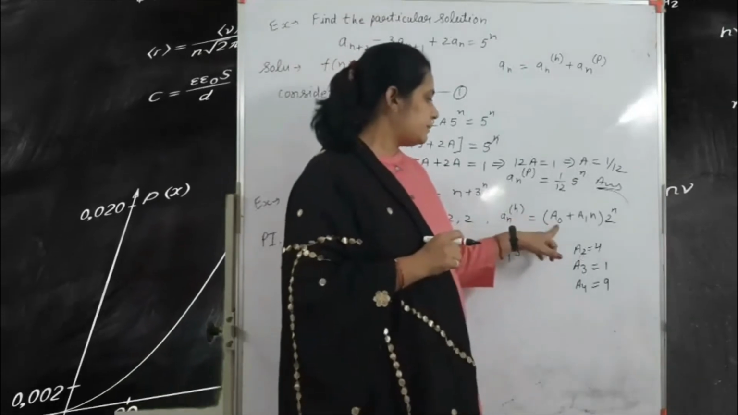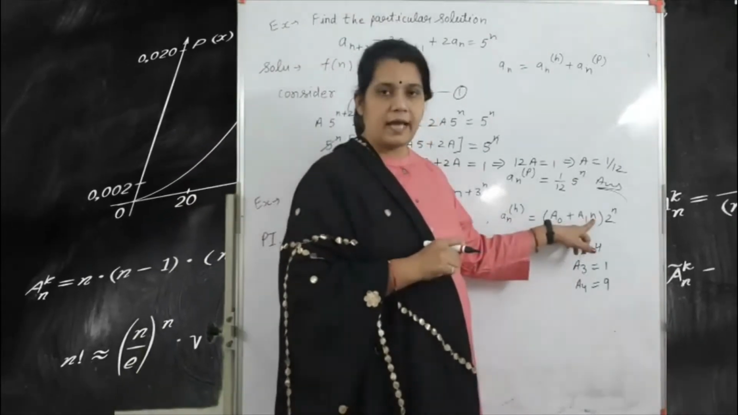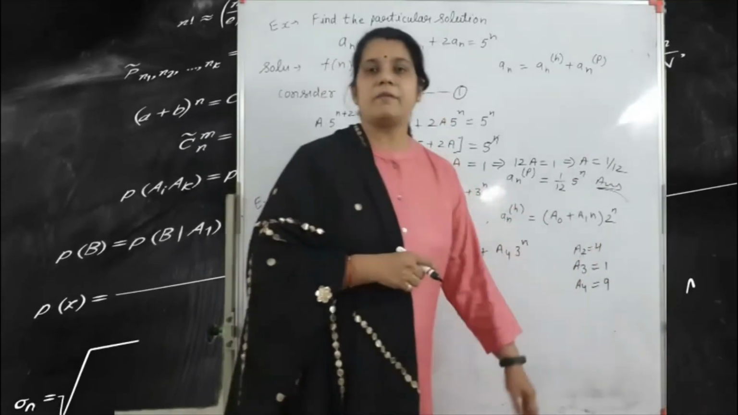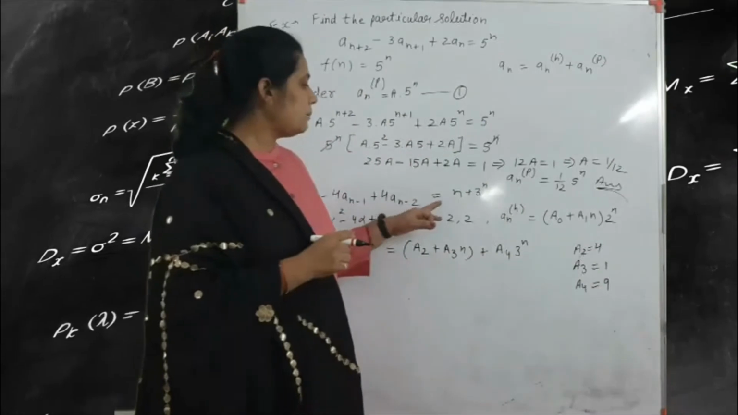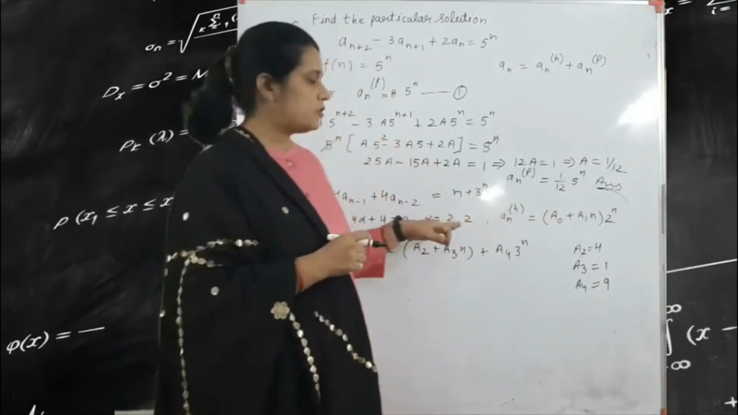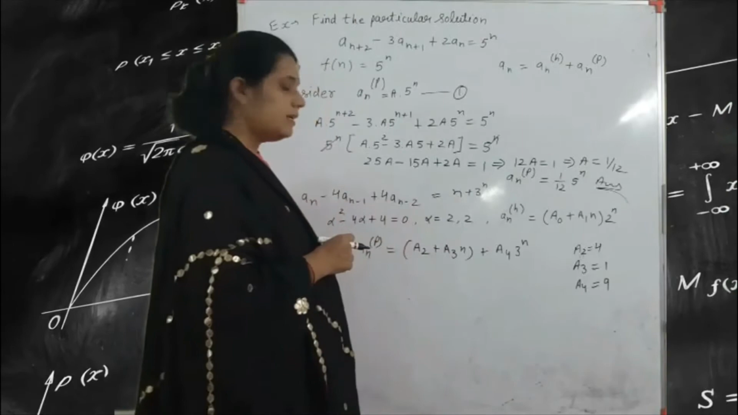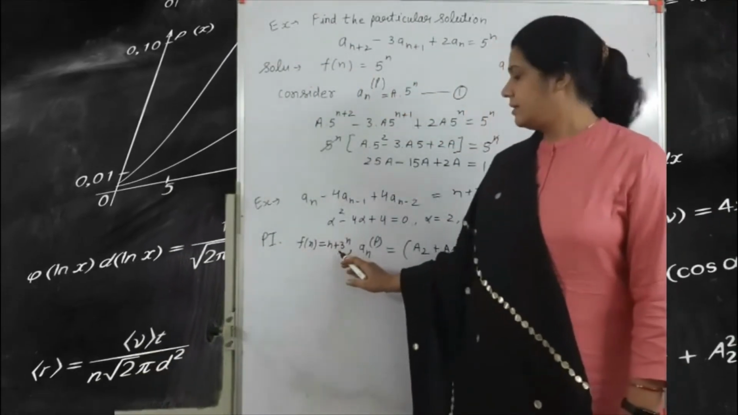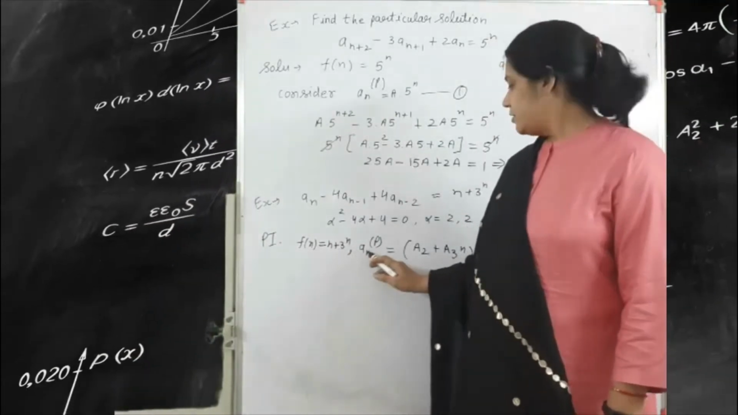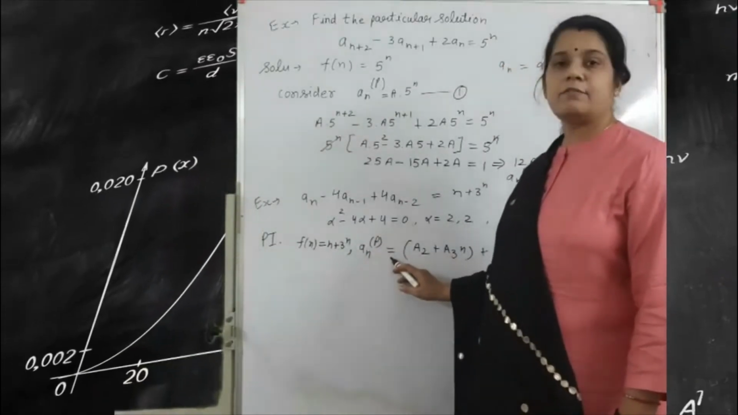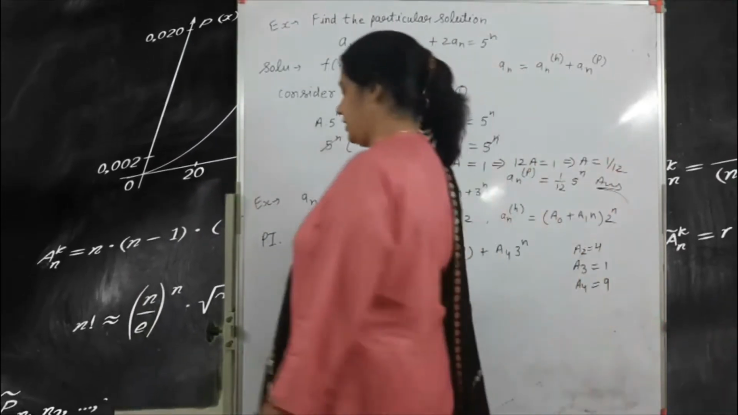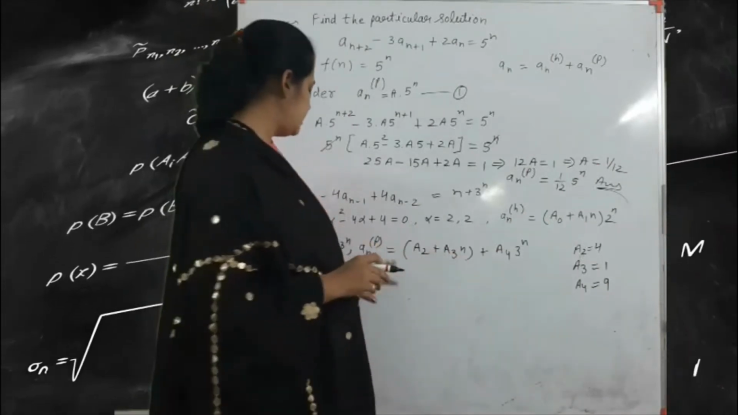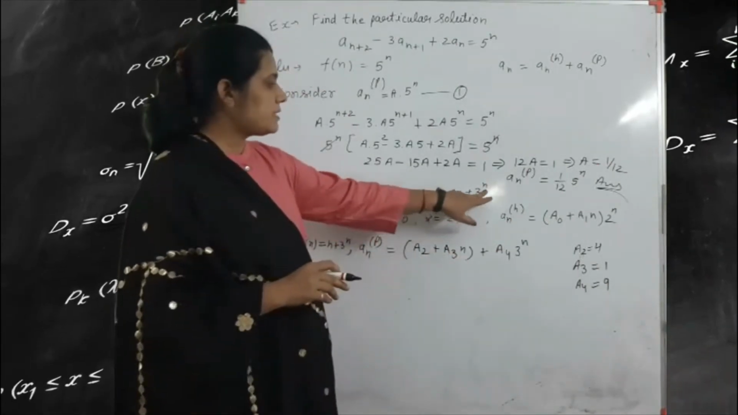So the CF, that is what? If the roots are repeated, then (A0 + A1 n) times 2 raised to the power n. And with the help of this, we are given the function f(n) = n + 3 raised to the power n. So we write here a_n^(p) is equal to a2 + a3 n, because here the function is n + 3 raised to the power n.